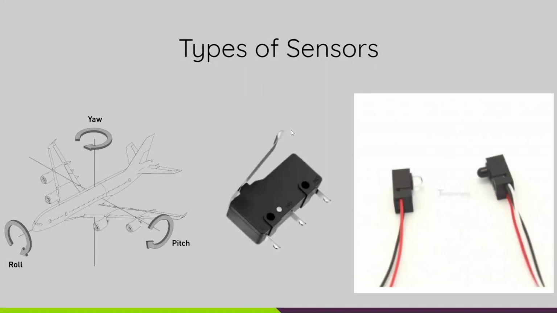Okay, so here are some different kinds of sensors. This image represents a gyroscope, and it'll measure your roll, pitch, and yaw in 3 dimensions. So you can measure your angle in all those different ways. This is a limit switch. It's like a button. And this is a beam break. It sends one beam of light to the other, and you can detect if anything is stopping it in the middle.